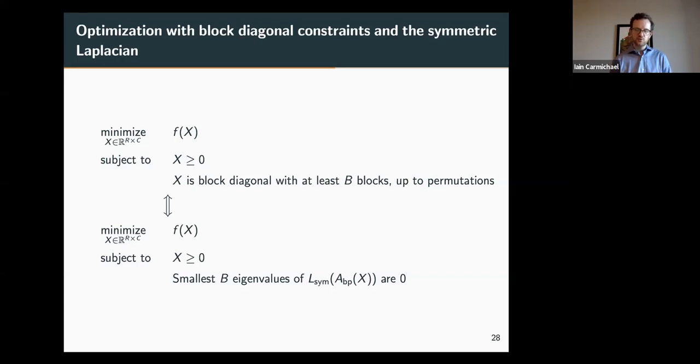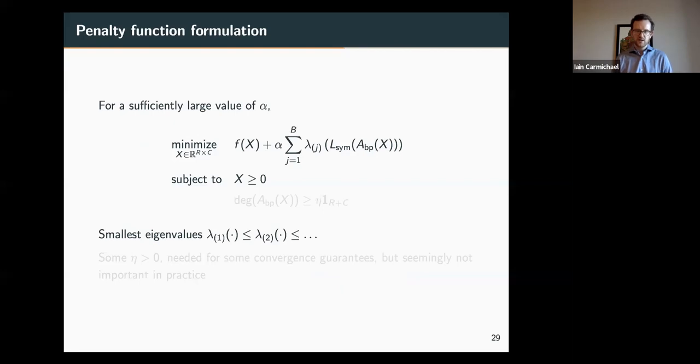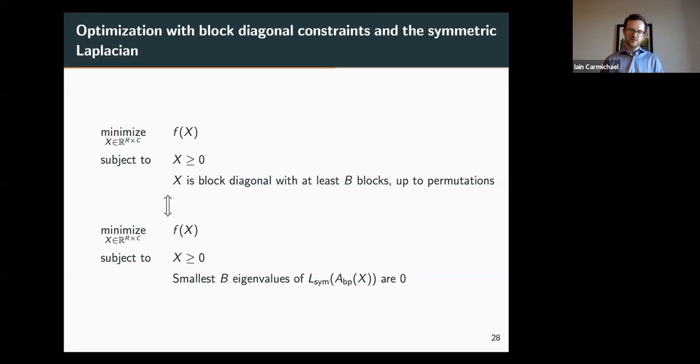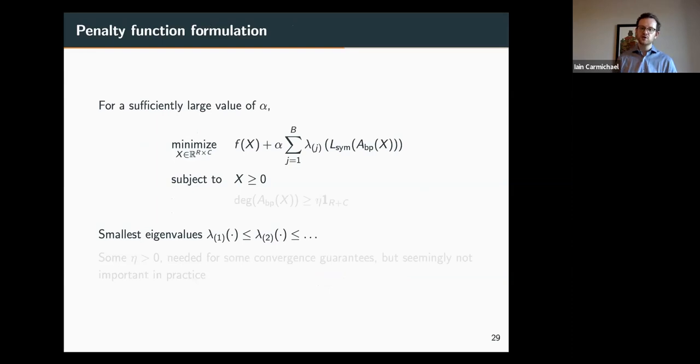Okay, so now we're in the world of continuous optimization. So now going from this eigenvalue constraint, how do we actually optimize over that? Well, we're going to use a penalty function. For some sufficiently large value of alpha, where alpha is, I would call it, an optimization tuning parameter. It's not a parameter of a model. It's just that you need to set this large enough.